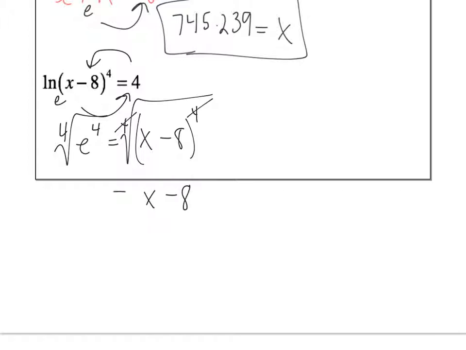So x minus 8 equals the 4th root of e to the 4, which is simply e. Add 8 to the other side. e plus 8 is equal to 10.718.